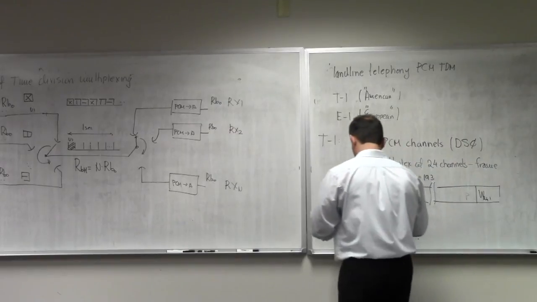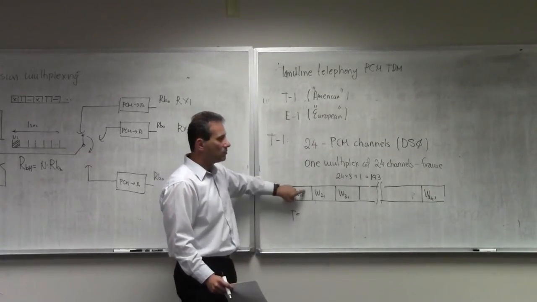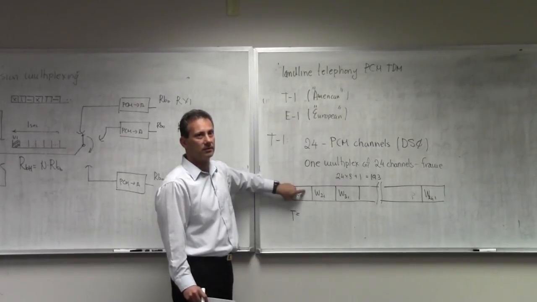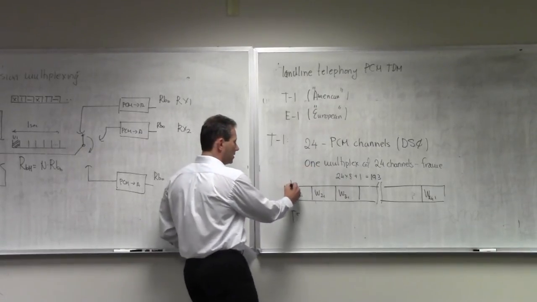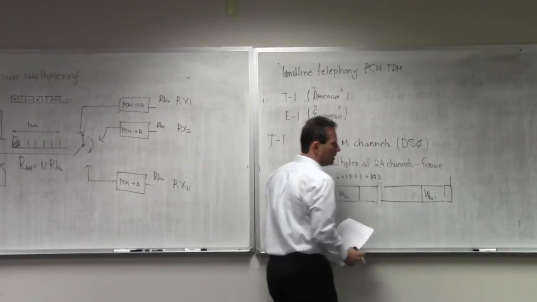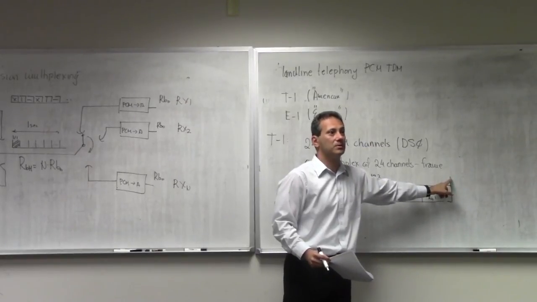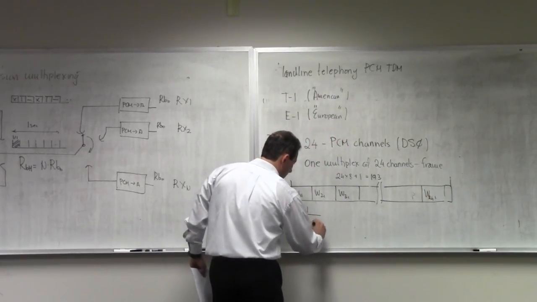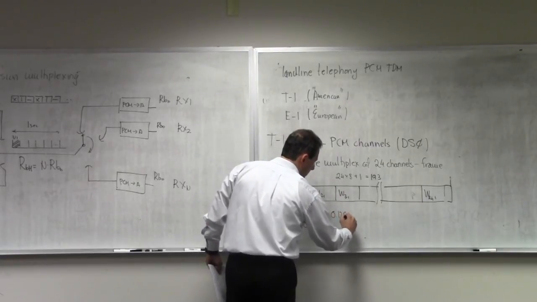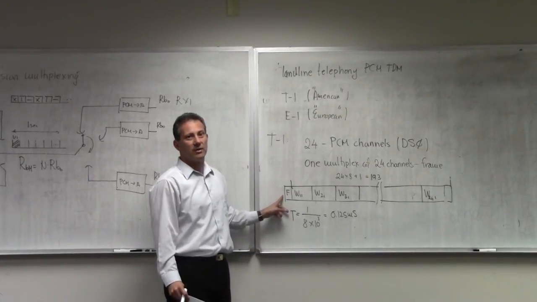So the duration of this frame is going to be, how do I determine that? This is a word. How often do I have a word? How often do I sample? Every sampling interval, there is one of these coming. So if I look from here to here, that's one sampling interval, right? Between two adjacent samples. How far are the samples apart? 1/8 kilobits, right? So the duration of this frame is 0.125 milliseconds, right? So in a second, there are 8,000 of these frames running by.